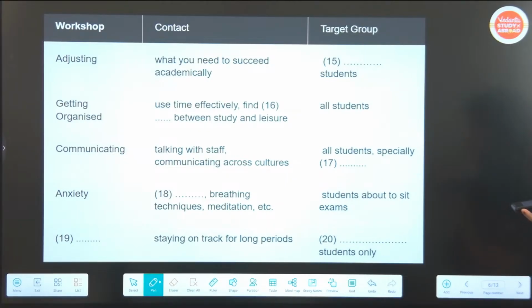Now listen and answer questions 15 to 20. Each semester, the counselling team runs a number of small group workshops. These last for 2 hours and are free to all enrolled students. Our first workshop is called Adjusting.